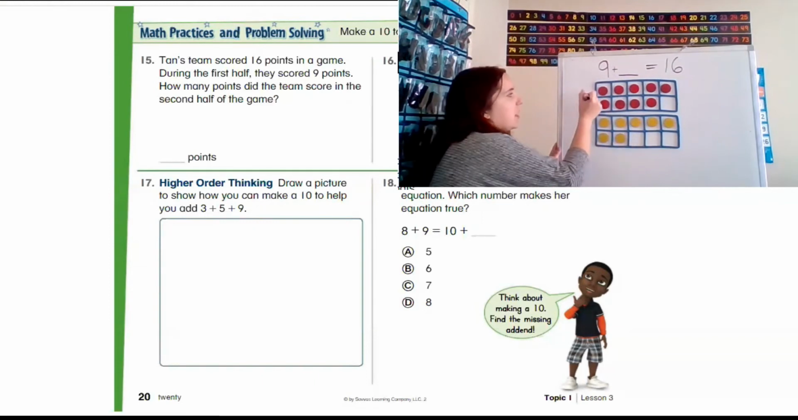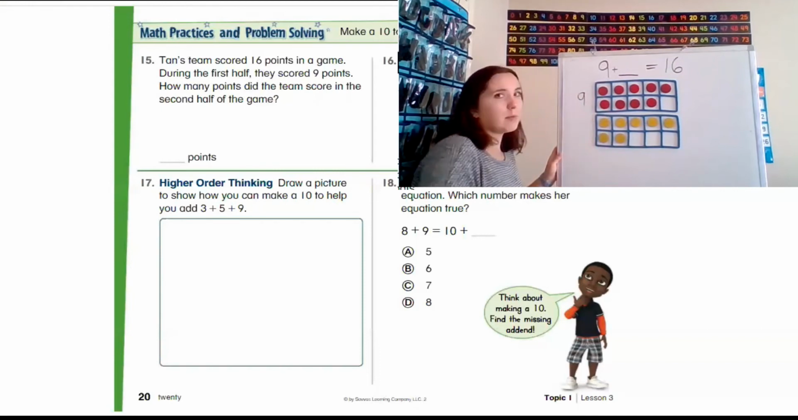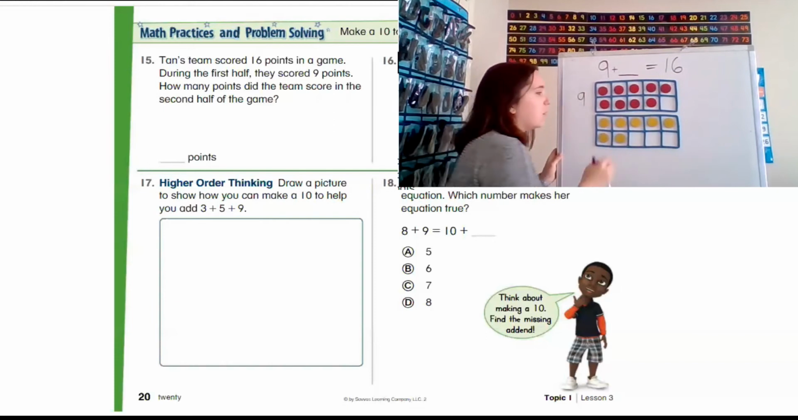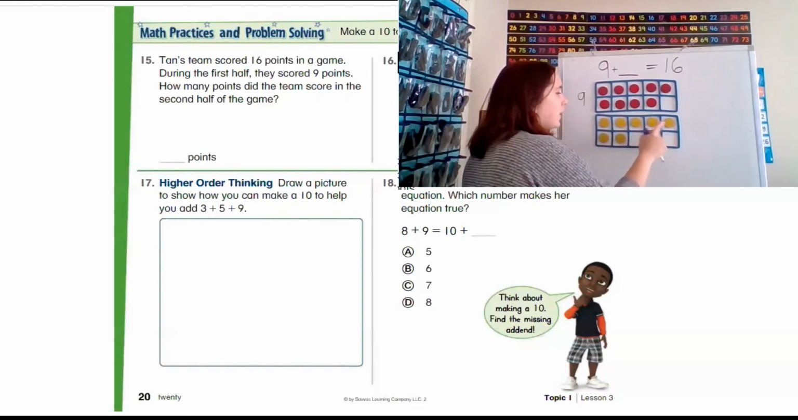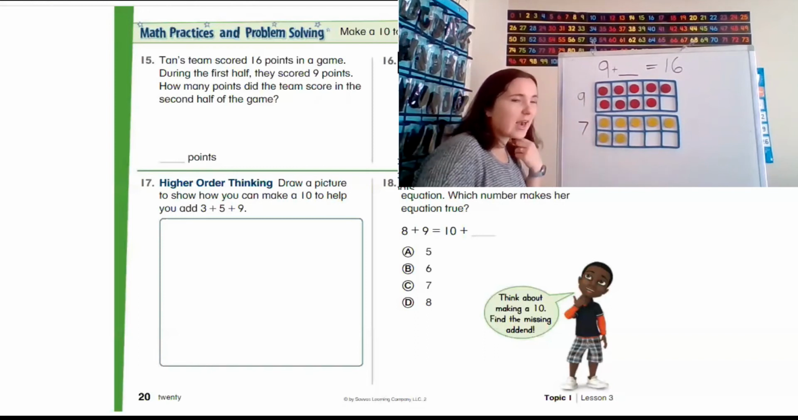So if they scored 9 points in the first half, and then they scored some amount of points more to get a total of 16, let's see how many points they had to score. 1, 2, 3, 4, 5, 6, 7. They would have had to score 7 points in the second half.